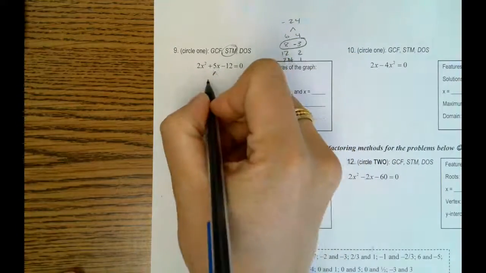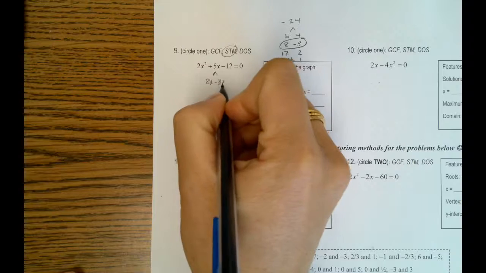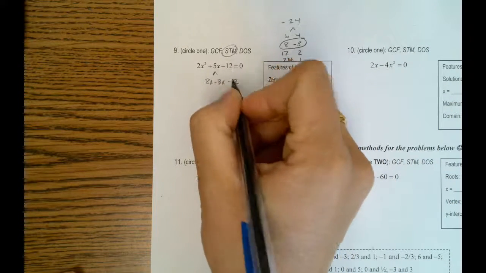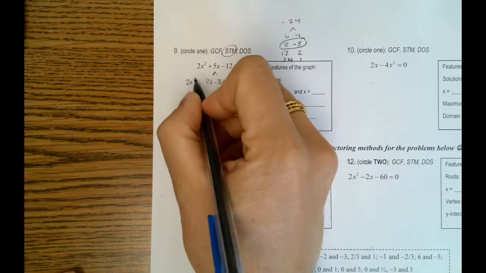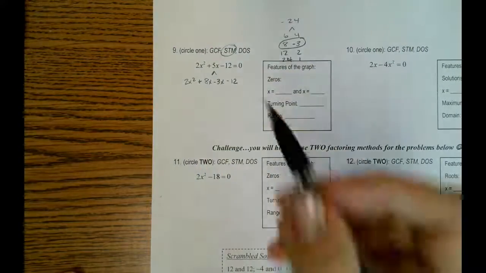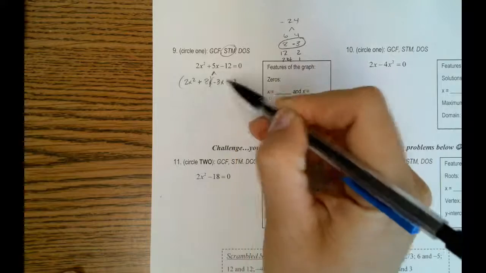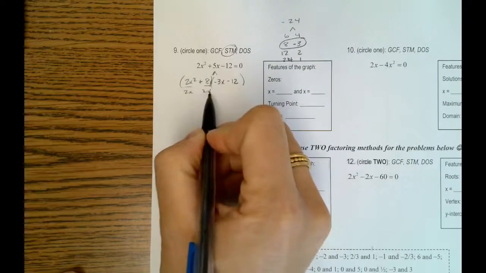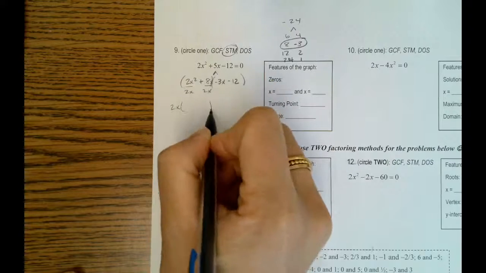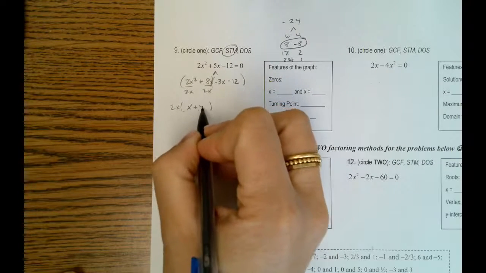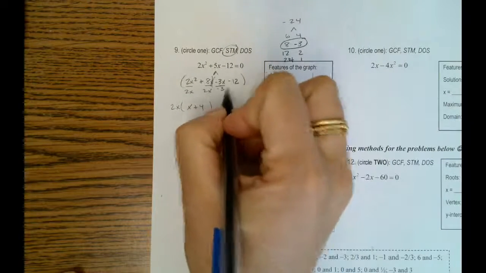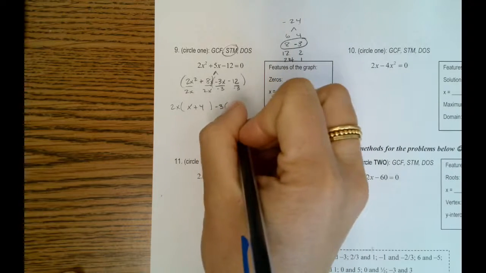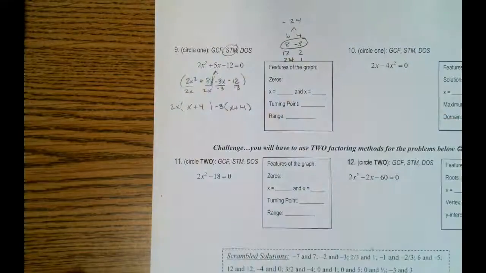So I'm going to split my middle term into 8x minus 3x, bring down my negative 12 and bring down my 2x squared. And then I can group. Here we can divide out a 2x. So we're left with x plus 4. And in our second set, we can divide out a negative 3. And then we're left with x plus 4.